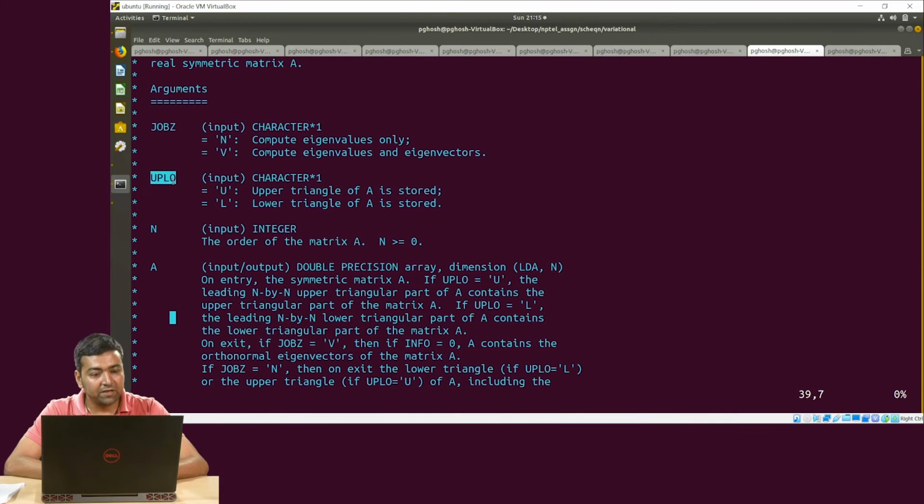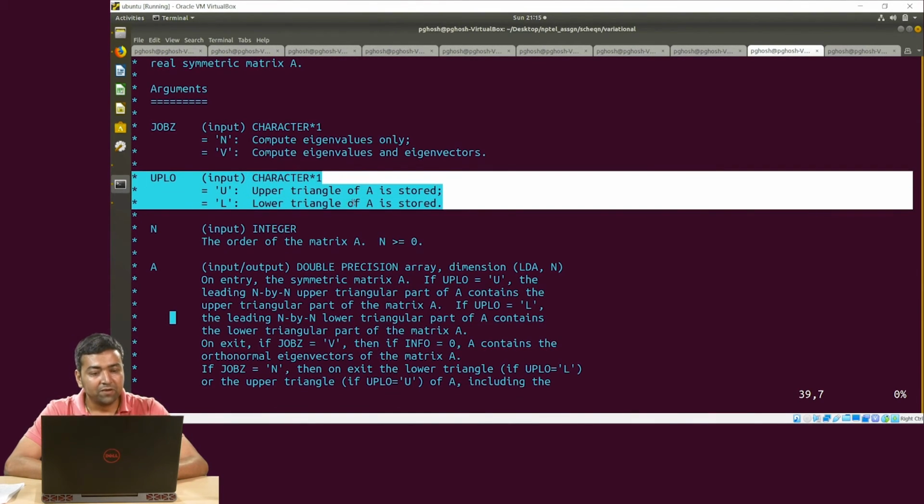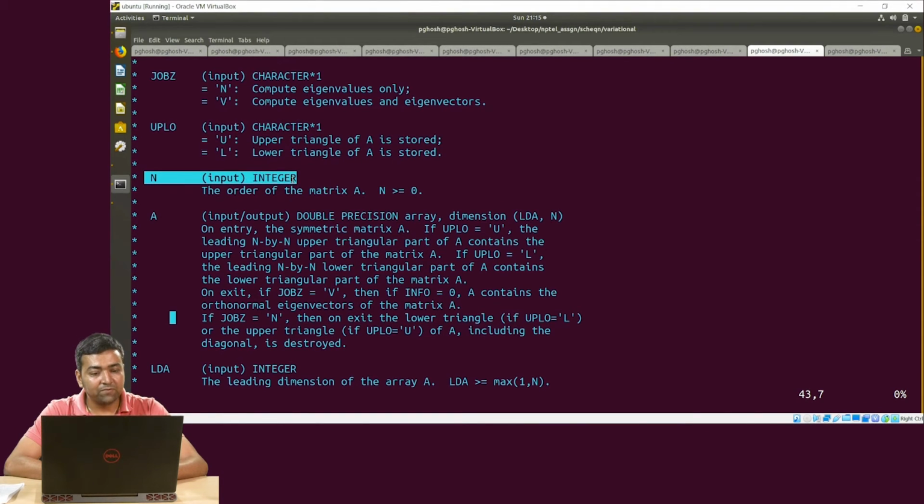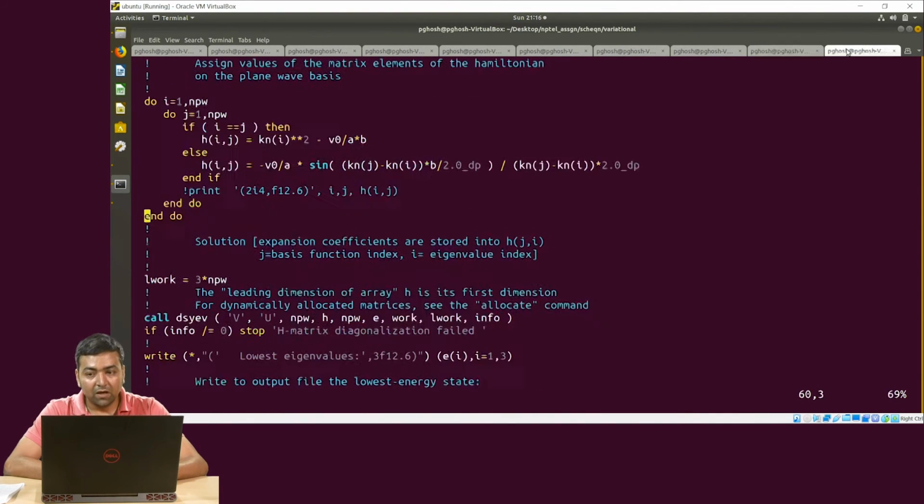Then this is again an input which we need to provide, and it tells us which part of the matrix we are diagonalizing is stored, whether it is the upper triangle or the lower triangle. The reason this is provided to the code is that this matrix is symmetric, and when doing the diagonalization the subroutine exploits the symmetry of the matrix. Then n here is again an integer of input type, which contains the information about the order of the matrix, and which is given by the variable npw here, the same as the number of plane waves.